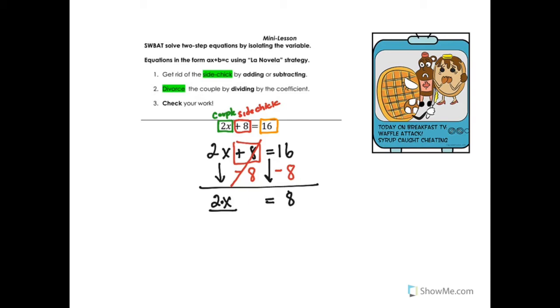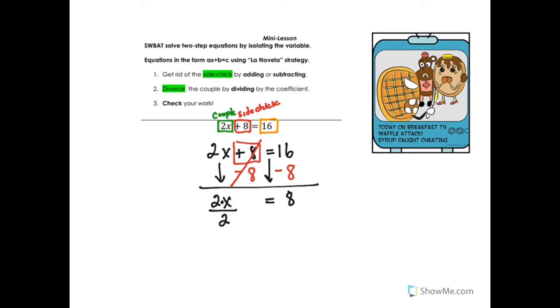And we're going to divide always by the coefficient, never by the variable. So I'm not putting x down here. I can never divide by the variable. I'm always going to divide by the coefficient, or the number that's being multiplied by x, in this case, a 2. So I'm going to go ahead and divide by 2.